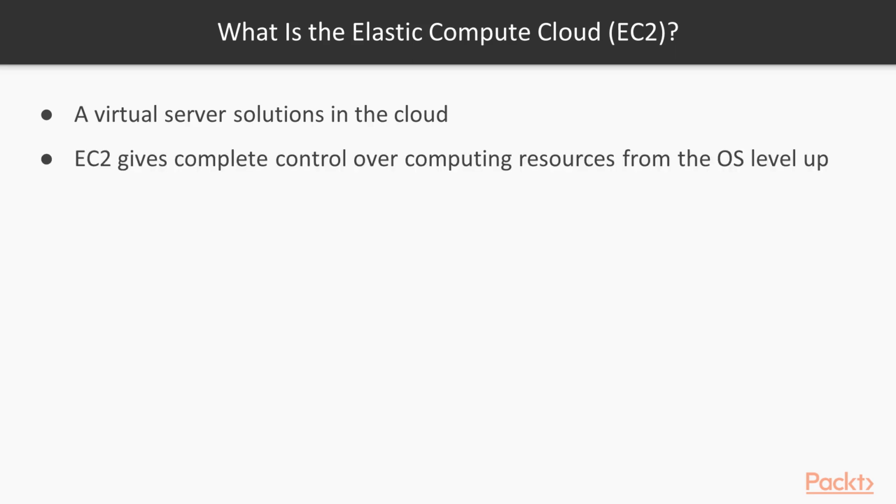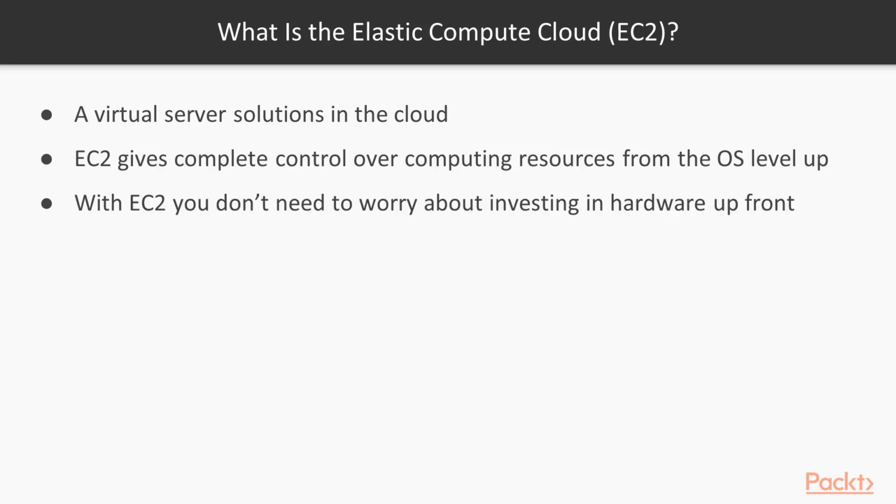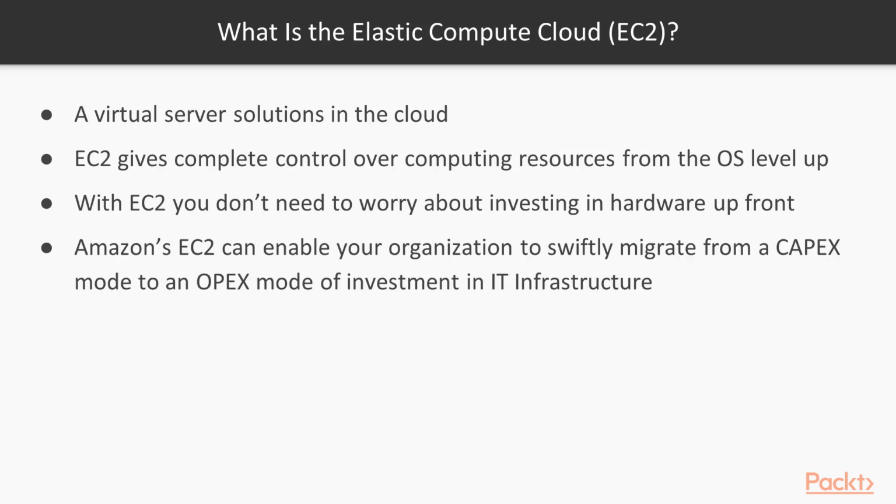EC2 gives you complete control over your computing resources from the OS level up, and you get to manage all OS level functions like installing updates and patches and installing applications and so on. You don't need to worry about investing in hardware up front. You are charged on a utility model based on an hourly usage. As such, Amazon EC2 can enable your organization to swiftly migrate from a CapEx mode to an OpEx mode of investment in IT infrastructure. You have access to various operating systems comprising of both Windows as well as Linux and Unix distros. In addition, there are several third-party vendors that provide virtual machine images for sale on the Amazon Marketplace.